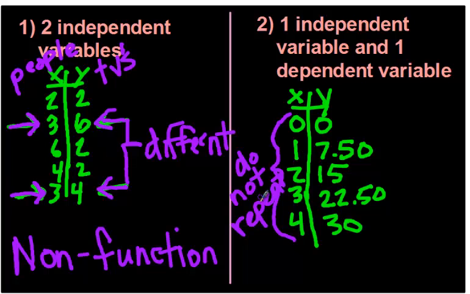Okay? When we have this type of situation, that means that there is no possibility of x having or producing two values. Here, each x produces only one value. So, this is a situation that we would consider to be a function.